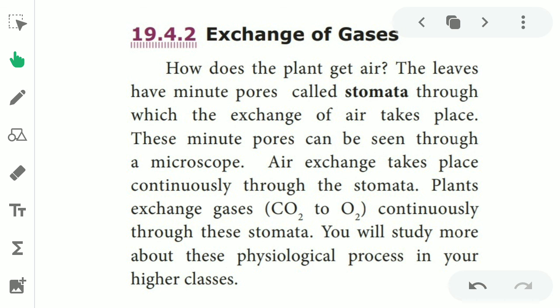Exchange of gases. How does the plant get air? The leaves have minute open stomata. Through the stomata, gases are exchanged. These minute pores are seen through a microscope. We cannot see them with the naked eye. Air exchange takes place continuously through the stomata. Plants exchange gases, carbon dioxide and oxygen, continuously through these stomata. You will study more about the physiological process in your higher classes.